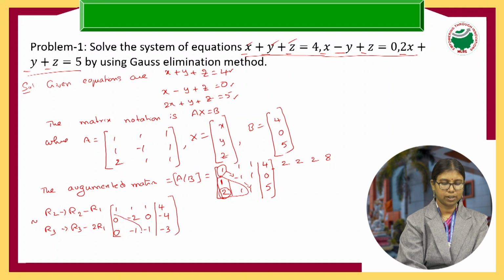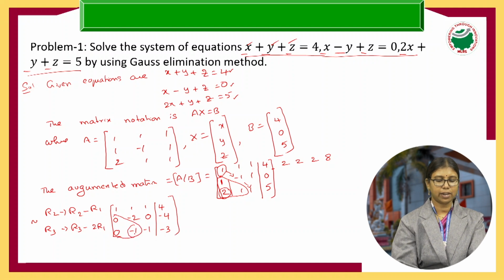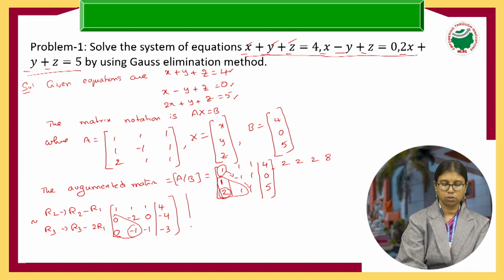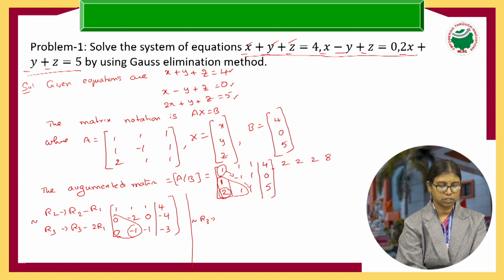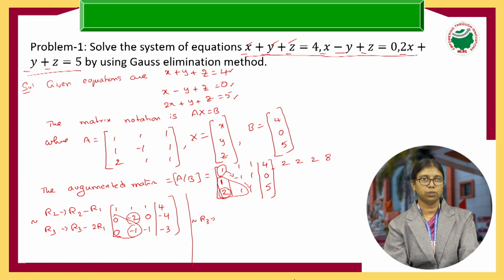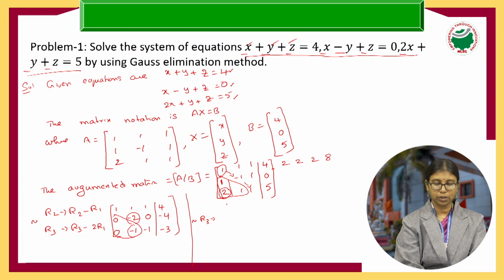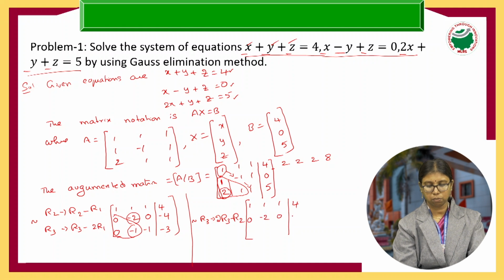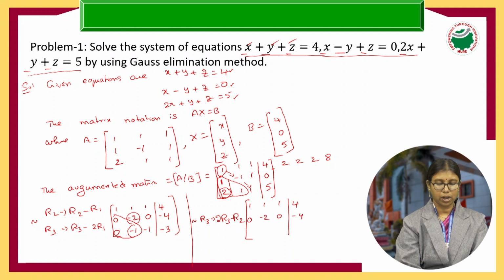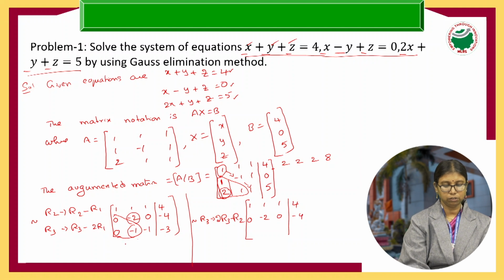Now if you are taking lower diagonal values, still you have to convert minus 1 to 0. That means your next row operation is for R3. R3 gives rise to, and the corresponding value in R2 is minus 2. So how we will get minus 1 as 0? You have to take R3 as 2R3 minus R2. Then this is equal to 1, 1, 1, 4, 0, minus 2, 0, minus 4. Next 2R3. If you are multiplying R3 with 2, you will get 0, minus 2, minus 2, minus 6.